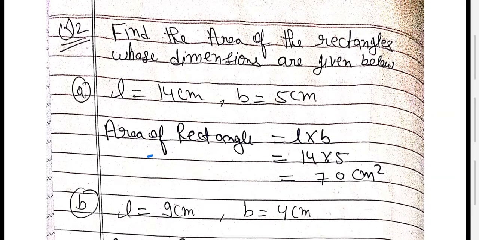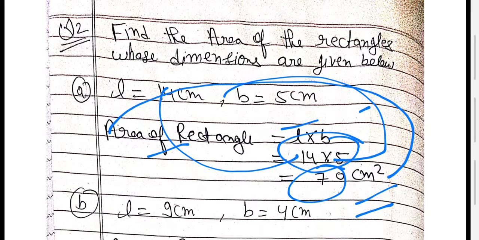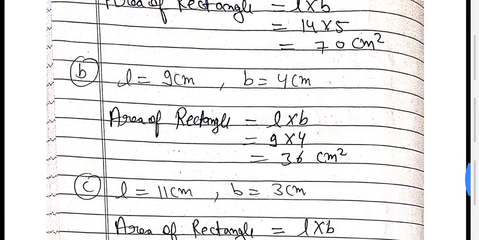Just write the formula of area of rectangle is L into B. What is the length? 14, breadth is 5. Just put the value. 14 into 5 you get 70. So you have to write 70 centimeter square. Because I told you, in the area you have to write square always. In the perimeter you write simply, but in the area you have to write one square.